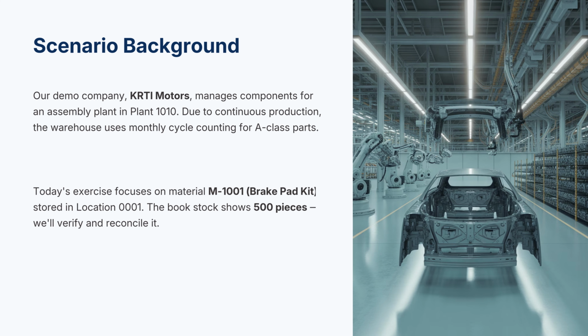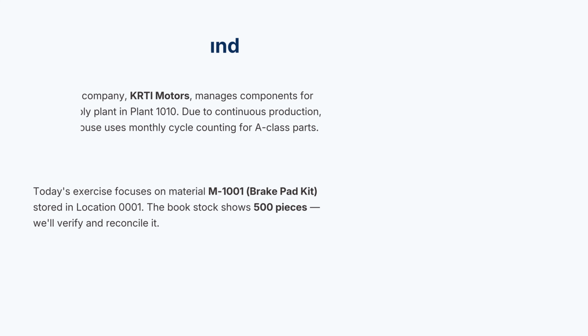We'll use a practical business scenario from our demo company, KRTI Motors. This company manages high-value automotive components across multiple plants. We'll focus on Plant 1010, where monthly cycle counting is done for A-class materials. Today, we'll work with material M1001, brake pad kit, currently showing 500 pieces in system stock. We'll verify the physical quantity and process any difference discovered during counting.